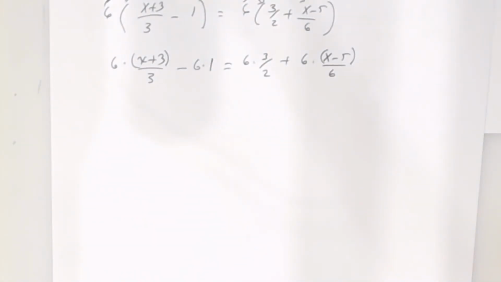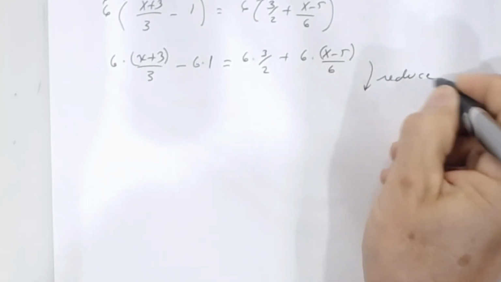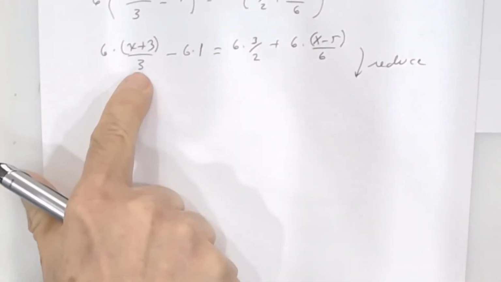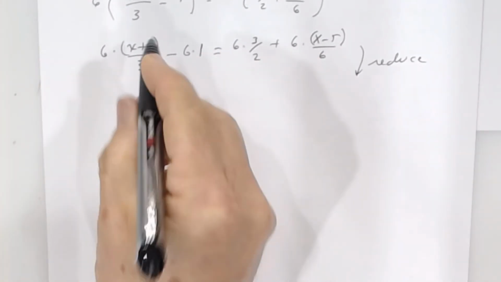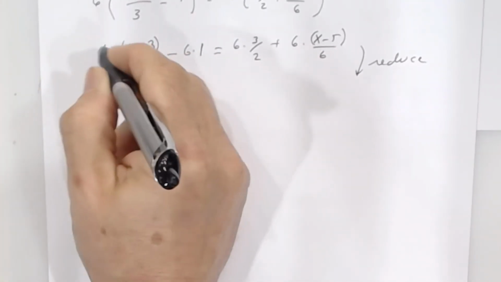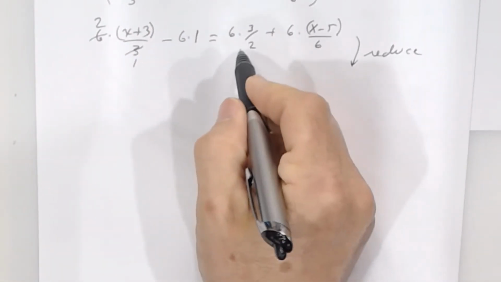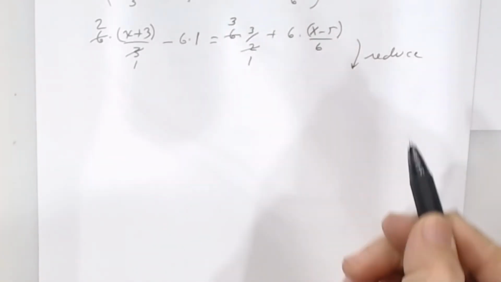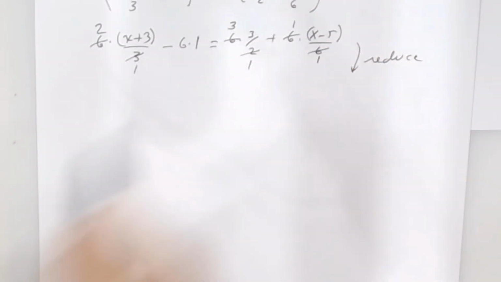All right. Now we're going to reduce. So I'm reducing at this point. Remember, the whole point of multiplying by the LCD is that these denominators become what numbers? 1. So you say 3 into 3 is 1. 3 into 6 is what? 2. 2 into 2 is 1. 2 into 6 is what? 3. 6 into 6 is 1. 6 into 6 is 1.